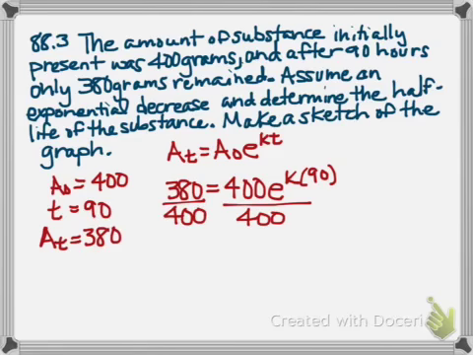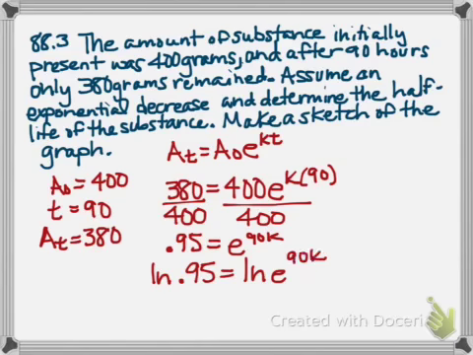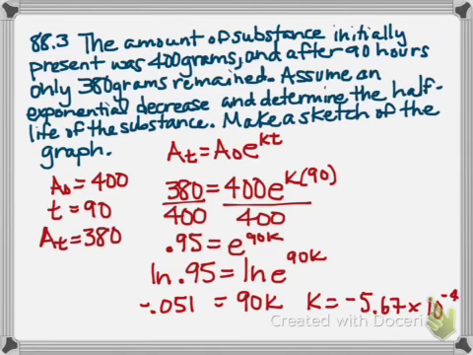Divide both sides by 400. 0.95 is equal to e to the 90k. Now we'll take the natural log of both sides, and we're left with 90k is equal to negative 0.051. Divide both sides by 90, and we get k is equal to negative 5.67 times 10 to the negative fourth. We'll plug that in for k in the next problem.